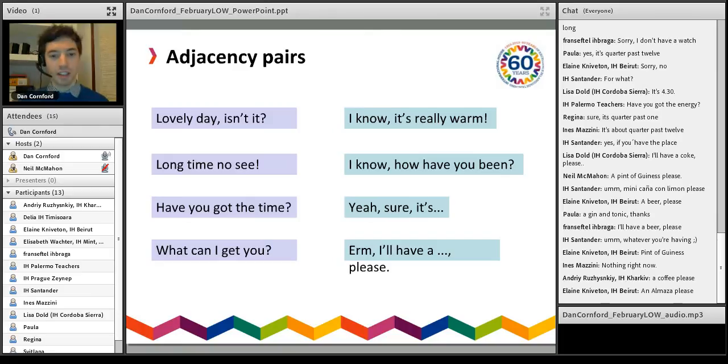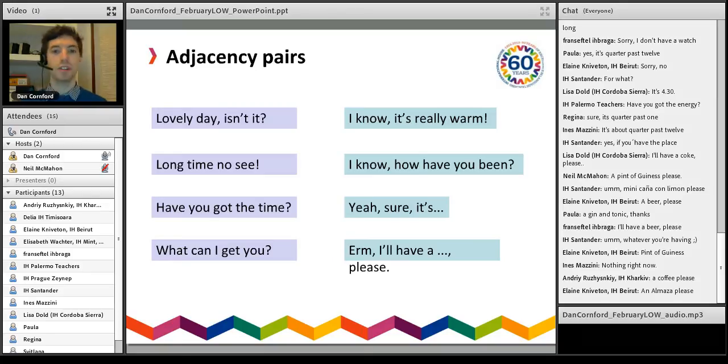So this is fairly simple language. None of these are long utterances. They're very teachable, and they're also, I think, quite memorable just because they're so short, but very, very useful. I think this is incredibly helpful for our students to be exposed to this kind of language and to have the opportunity to use it in class.